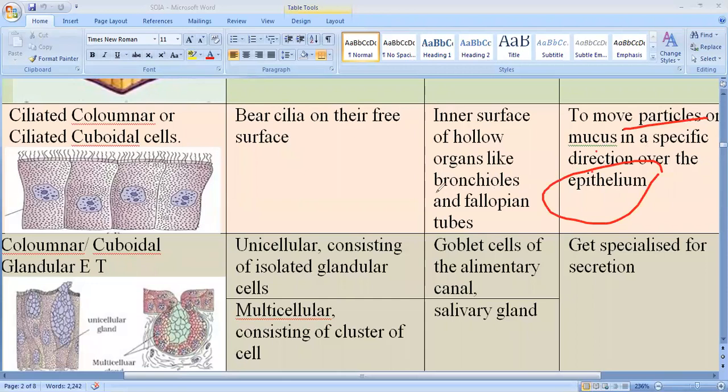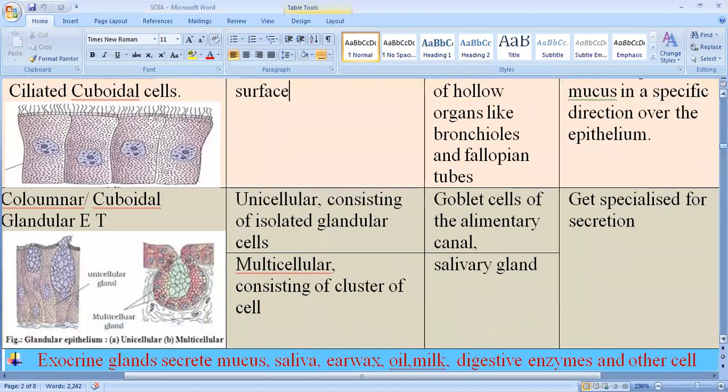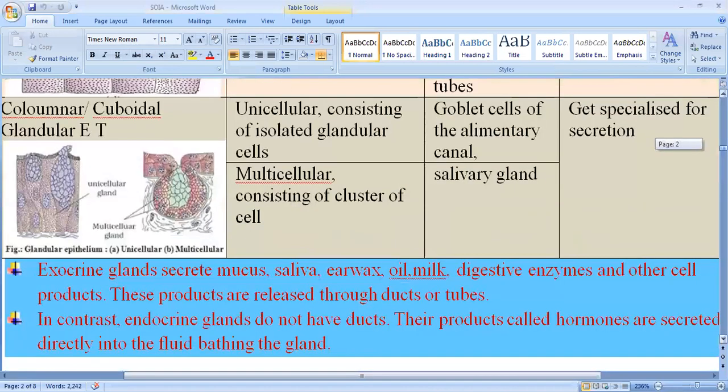I had already told you about the fallopian tube. The ovum is released, and this ovum moves towards the uterus side. How does it move? It is generally performed by the ciliated columnar or ciliated cuboidal cells. These cells are involved in the movement of mucus or some particles.